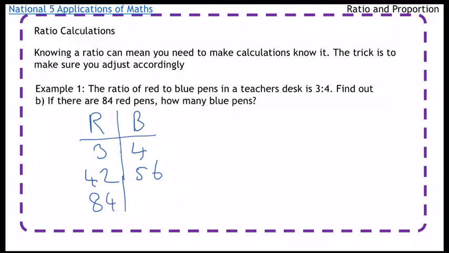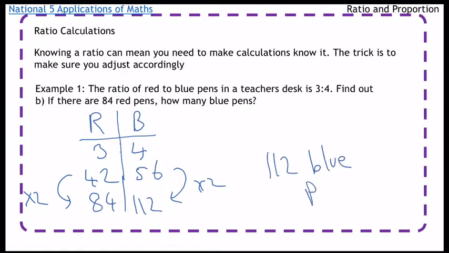So you could go straight from 3 to 84. Or you could notice that double 42 gives you 84. And do the same thing here. So times 56 by 2. And that gives you 112. So this time there's 112 blue pens.